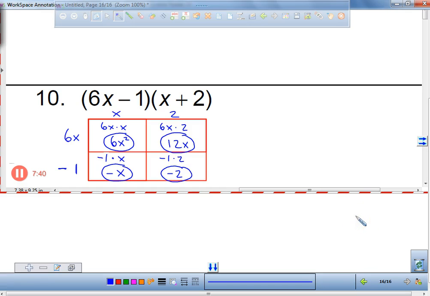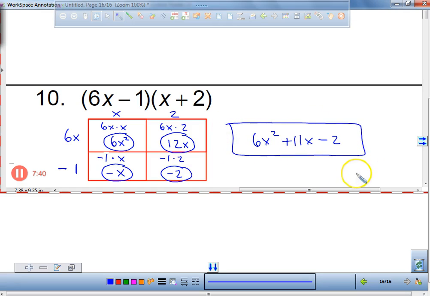This might be a very easy way. This is the FOIL method, but it's doing the exact same process. It might be an easier way to organize the information. So we're going to take 6x squared. What is 12x minus an x? 11x. So we can put 11x, and minus 2. There we go. See this right here, it's the same thing as doing what? First, outer, inner, last. So it's the same process.